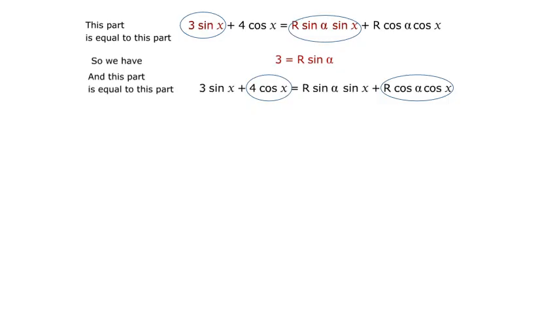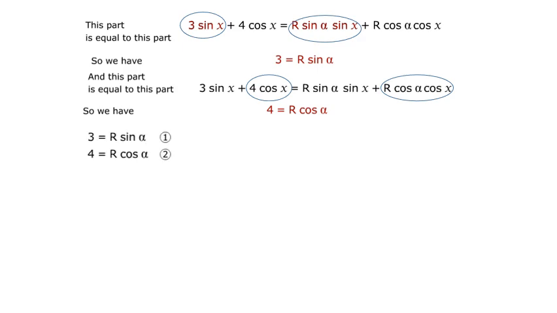Next we could do the same thing with the cos x's. However many cos x's are on the left must be equal to however many there are on the right. So on the left there are 4, and on the right there's r cos alpha. So we could write this little mini equation. So we've now got 2 equations. You've spotted, I'm sure, that they both have 2 letters in them, r and alpha. And 2 equations with 2 unknowns can only mean one thing: simultaneous equations.